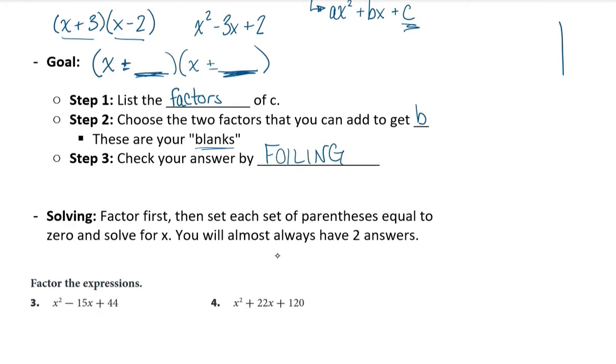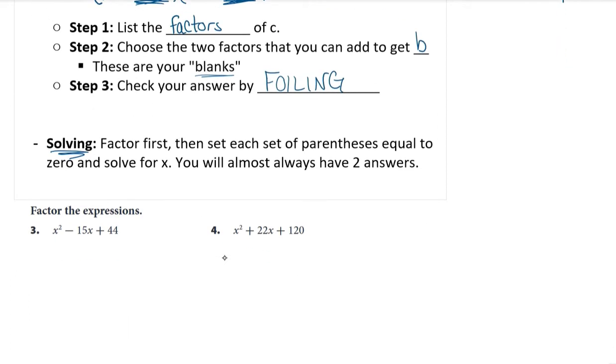If the directions say to solve, or if it has an equal sign, you would factor first, then set each set of parentheses equal to 0 and solve for x. This is what we did in the last unit. You will almost always have two answers. Sometimes you'll have one, but almost always two. So I'll show you some examples.